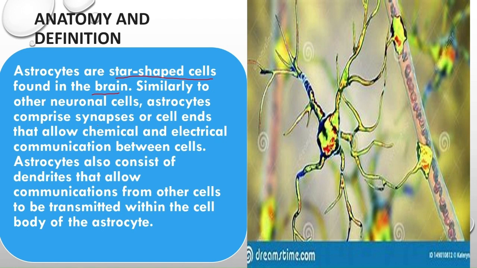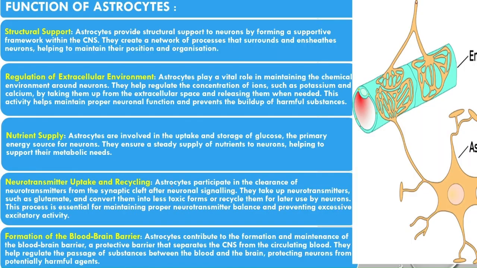Astrocytes comprise synapses or cell ends that allow chemical and electrical communication between cells. Astrocytes also consist of dendrites that allow communication from other cells to be transmitted within the cell body of the astrocyte. The first important function of astrocyte is structural support. Astrocytes provide structural support to neurons by forming a supportive framework within the central nervous system. They create a network of processes that surrounds and initiates the neurons, helping to maintain their position and organization.